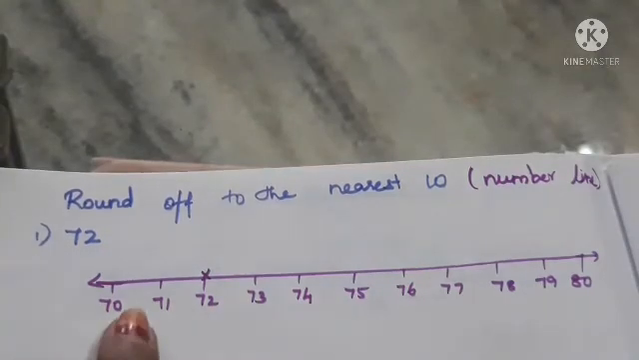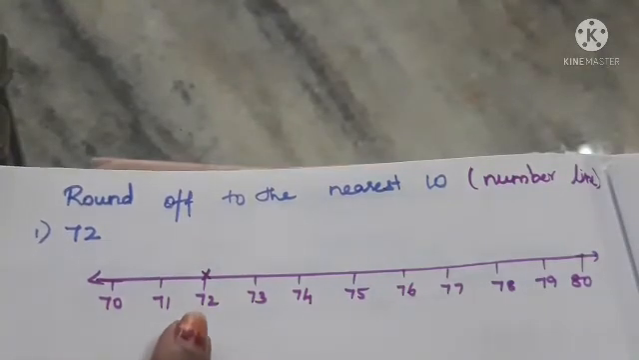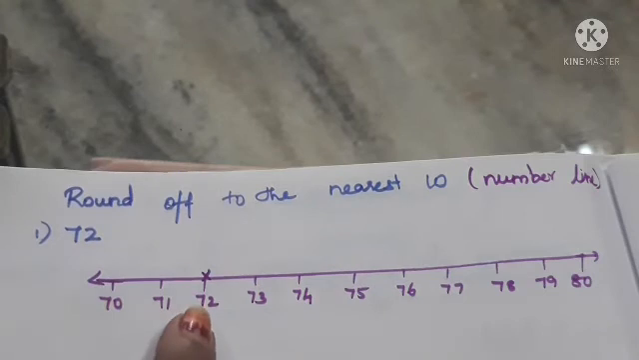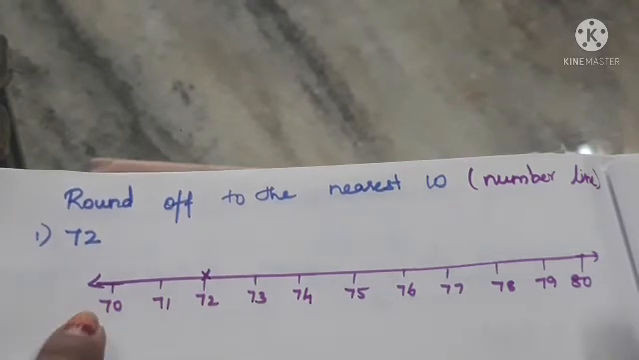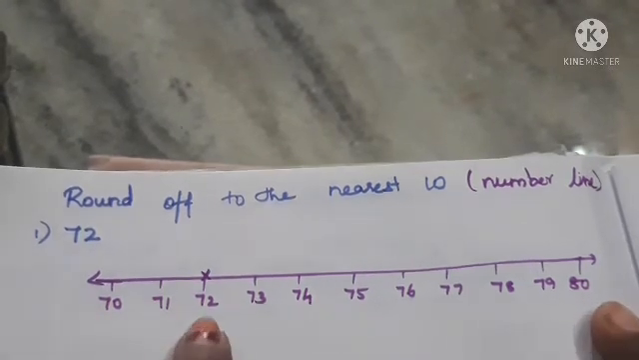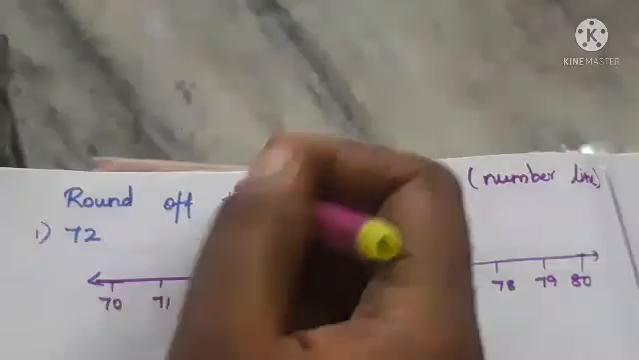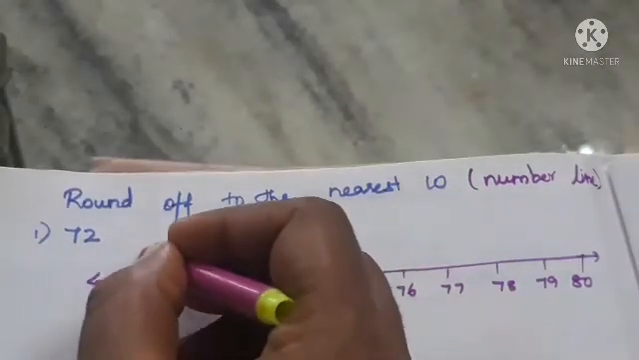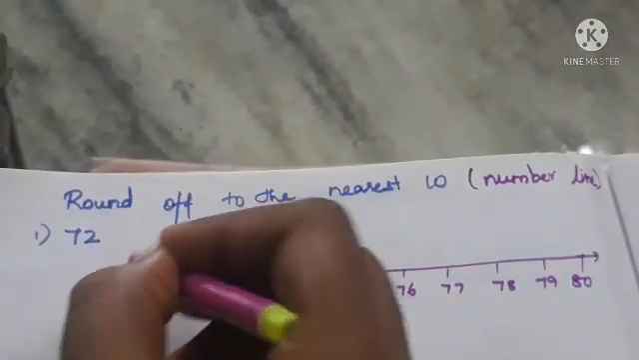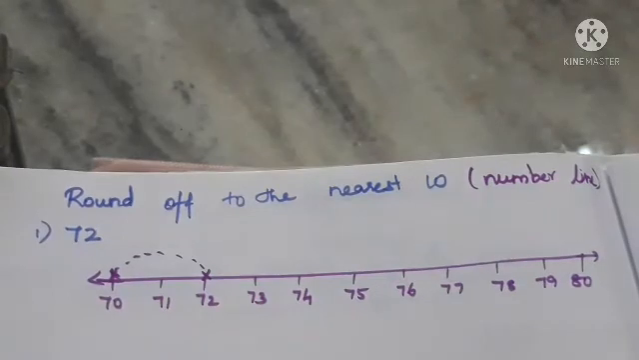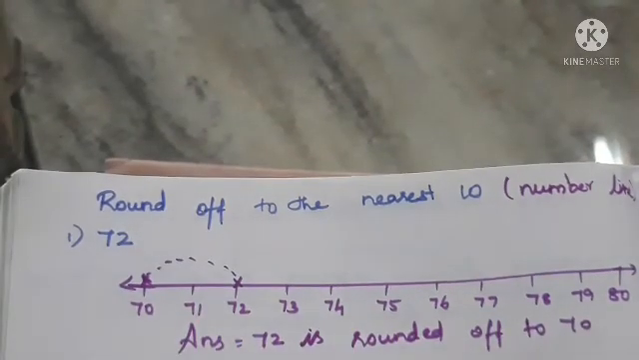From the number line itself we can understand whether 72 is near to 70 or 80. 80 is far away from 72, but 70 is nearer to 72. So we can draw the number line like this. So 70 is nearest. What's our answer? Our answer is 72 is rounded off to 70.